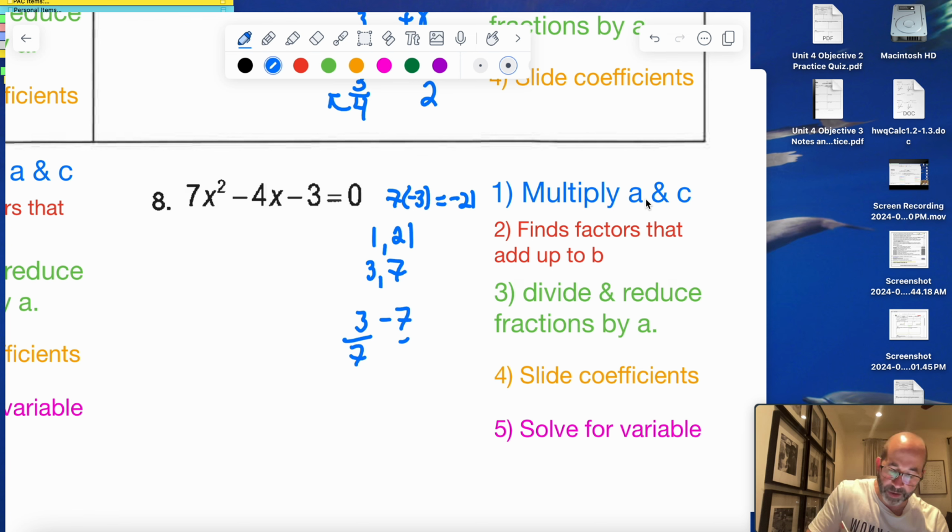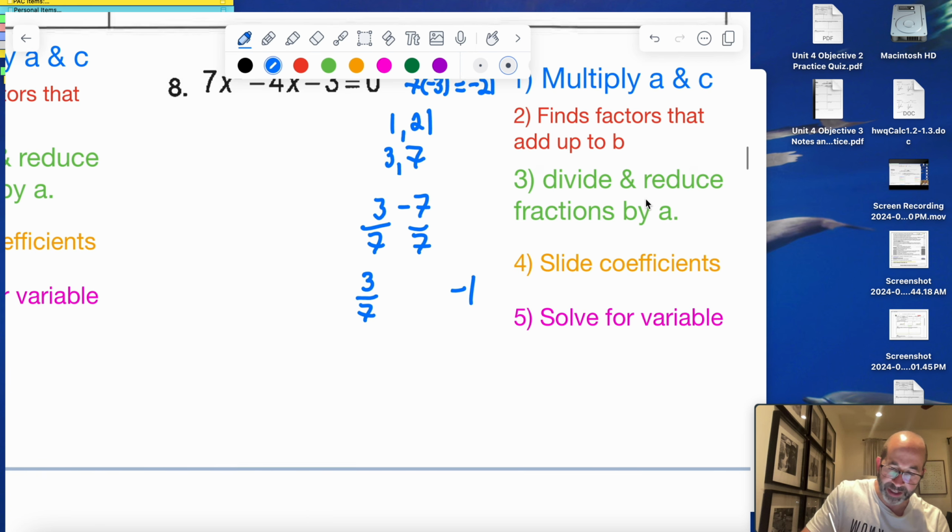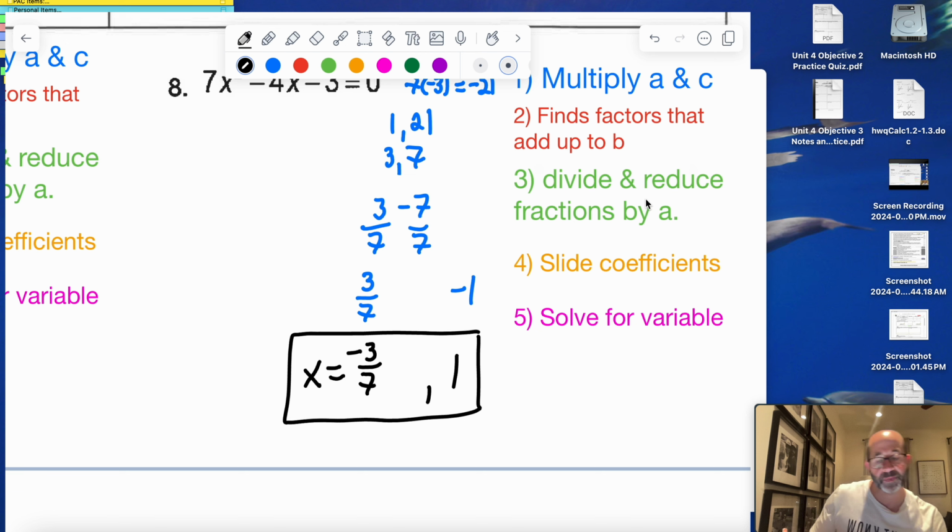Divide by my a value. 3 over 7 does not reduce. Negative 7 over 7 does reduce to negative 1. We're going to solve and just take the opposites, which means that x is going to equal negative 3 over 7, and x is going to equal 1. And there are your answers.